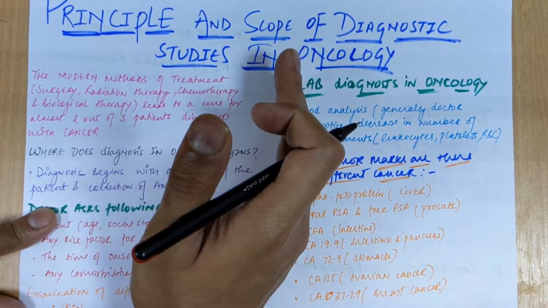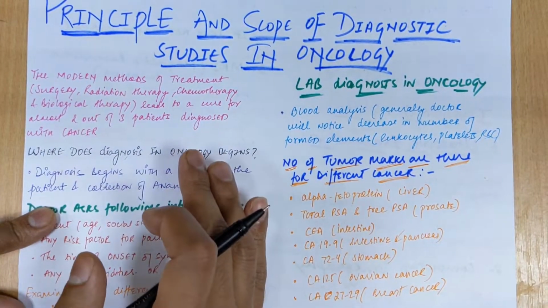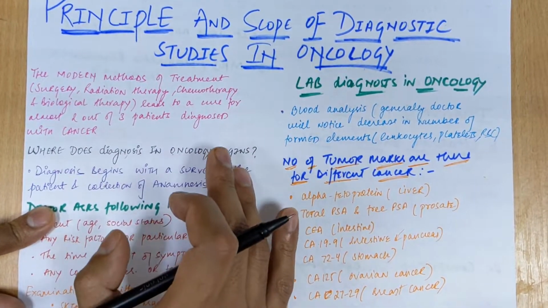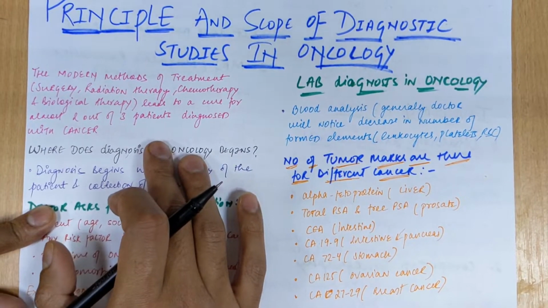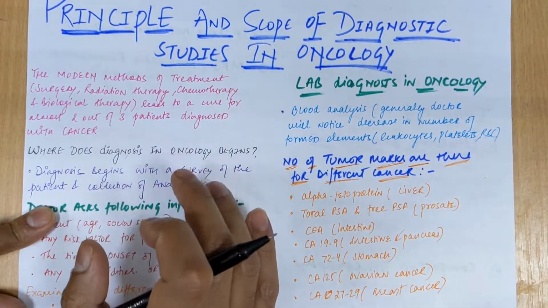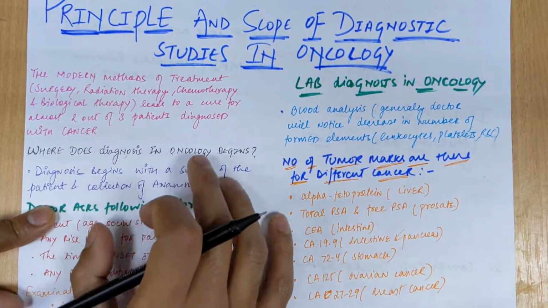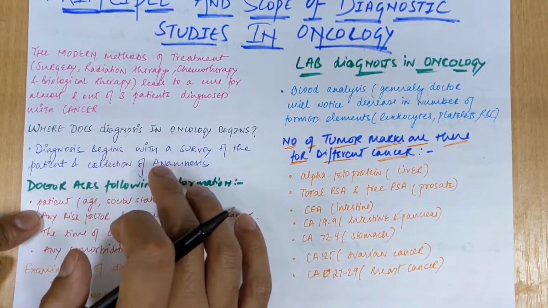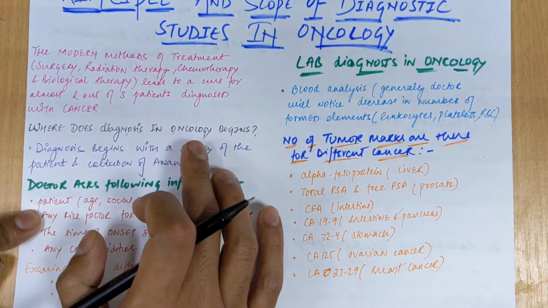In the case of surgery, or when we are using radiation therapy or chemotherapy, we use these methods. So out of 3 patients, 2 are diagnosed with cancer using these methods. So where does diagnosis in oncology begin?